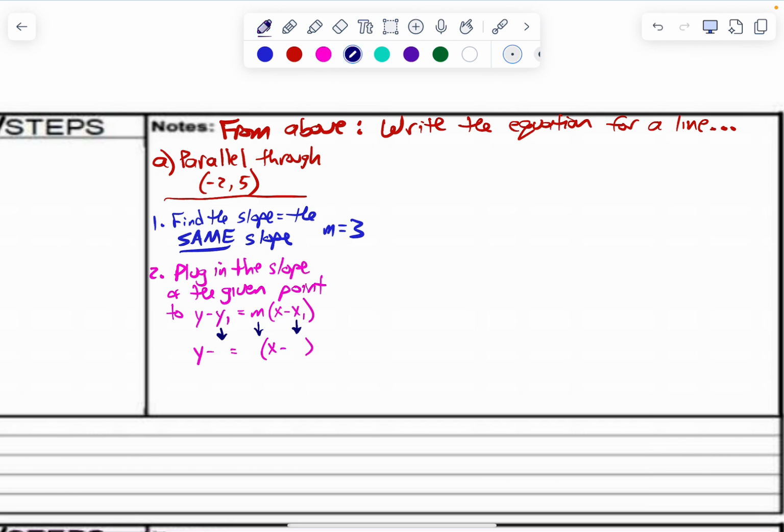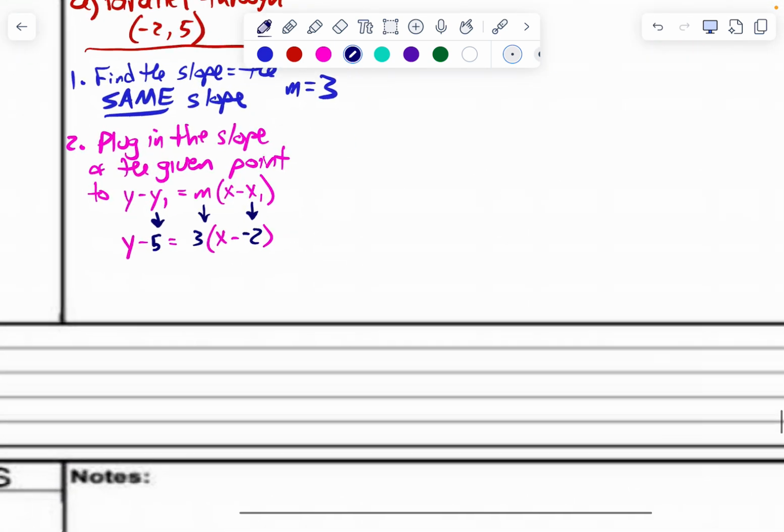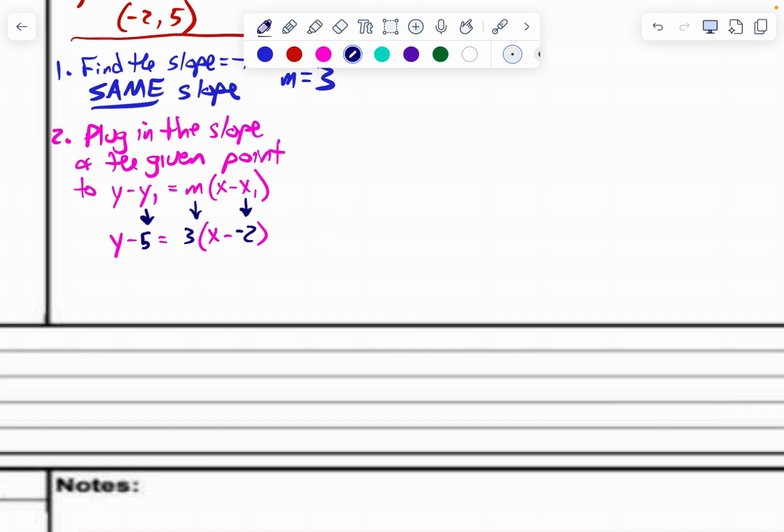Okay, and what is y1? 5. What is m? 3. What is x1? -2. Now, this is something to be careful with. The pink minus sign is part of point slope form right there. It's always going to say x minus. And then I wrote -2 because that was the point. But what is minus minus? Yeah, it's plus. So you probably would see this as x plus 2. Okay, but it's the same as minus minus.